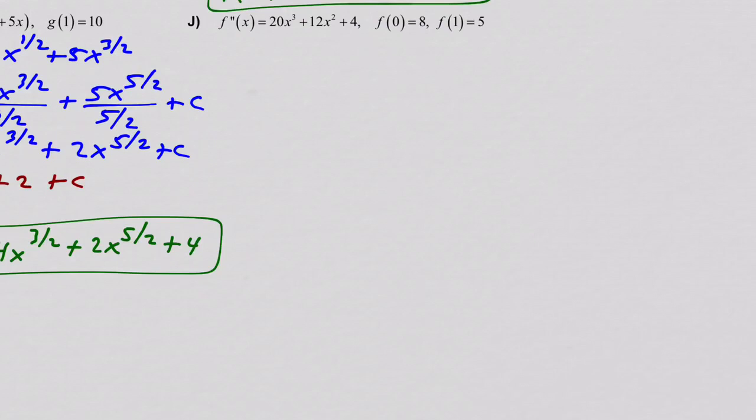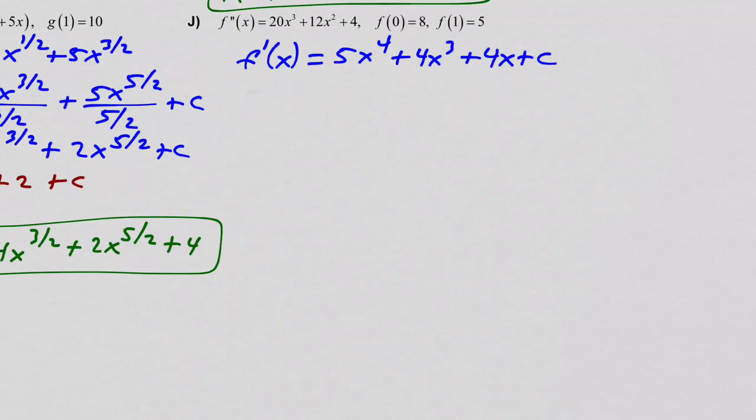the actual equation. So f prime of x is equal to 5x to the 4th plus 4x to the 3rd plus 4x plus c. Check it just to make sure. 20x to the 3rd, 12x to the 2nd plus 4, and then plus 0. Our next equation is f of x is equal to x to the 5th plus x to the 4th plus 2x squared plus cx plus d.